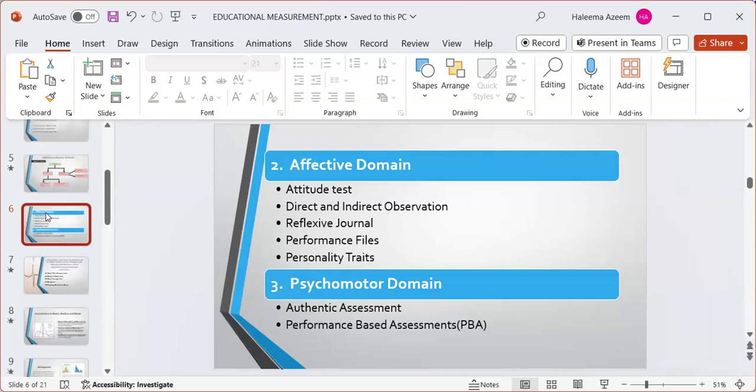Under affective domain, we can identify these evaluation methods. First one is attitude tests. Attitude testing is done to measure people's attitudes. And second one is direct and indirect observation. Direct observation involves watching and taking note of a person's behavior or physical traits. And indirect observation relies on the reporting of others. Next part will explain my friend Himaya.